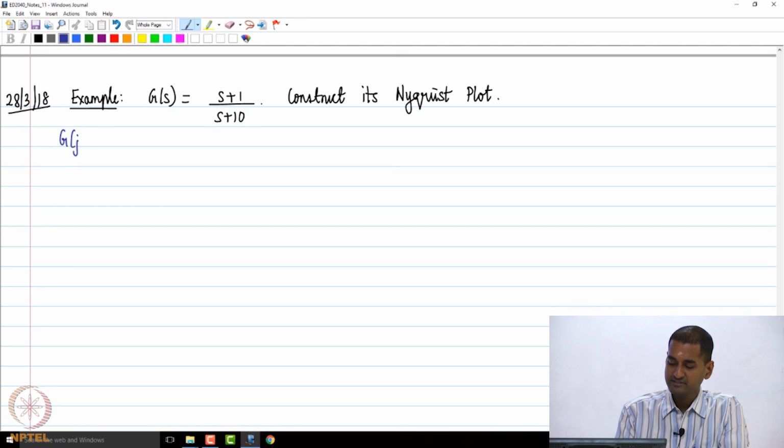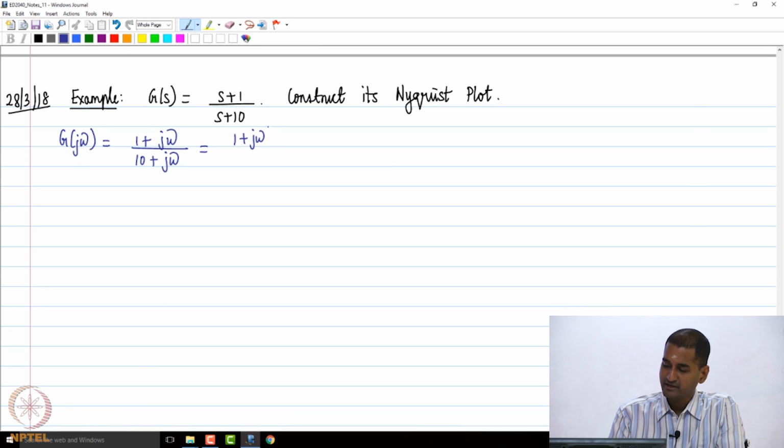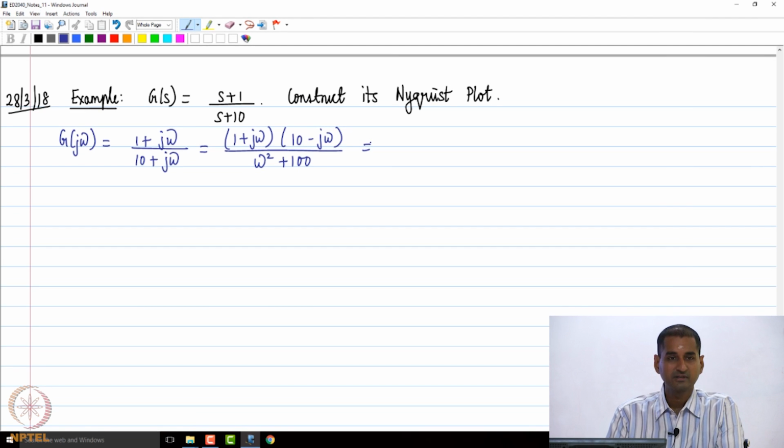Essentially, first we figure out the sinusoidal transfer function. G of j omega is going to be 1 plus j omega divided by 10 plus j omega, right? So that's what I'm going to get. Of course, now what do I do? I just multiply and divide by the conjugate of the denominator factor. So I will get 1 plus j omega multiplying 10 minus j omega, and the denominator will become omega square plus 100, right?